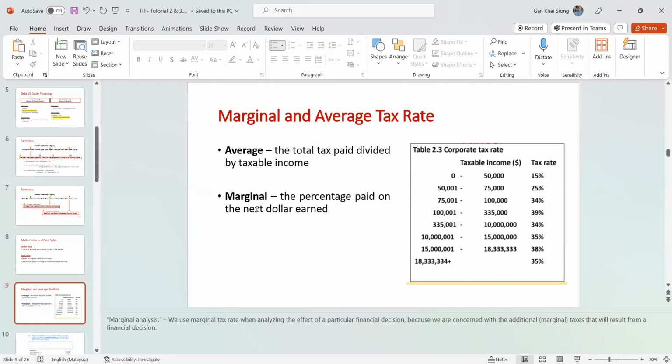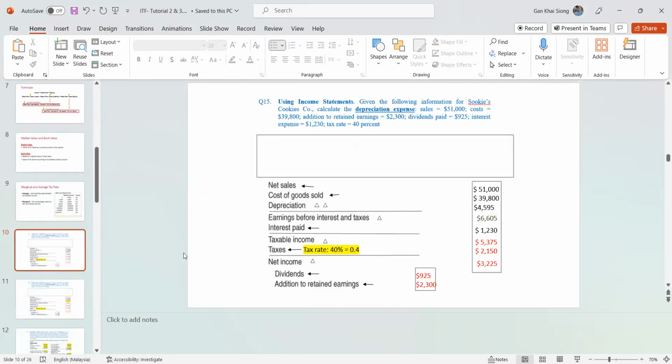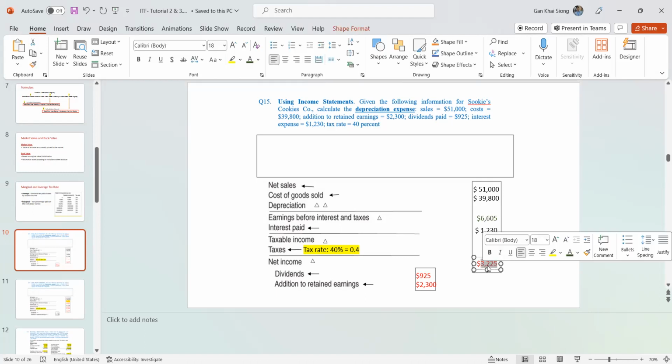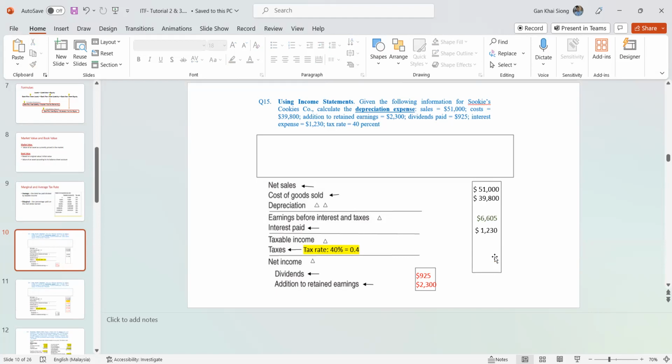Now, let's have a look into tutorial questions. I want to start with this question first. So let me erase all this. These are one of the questions in your tutorial questions. We start with this one first. I want to start with this question first because we talked about income statement just now. So I want to do this first.